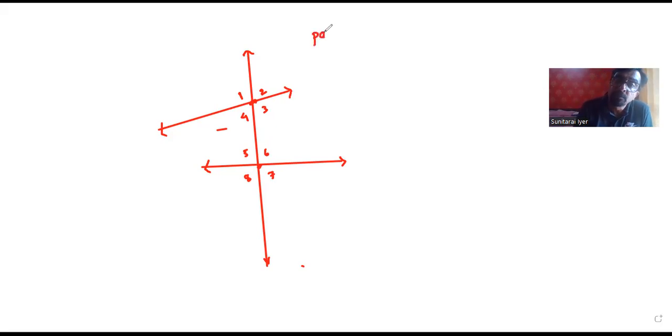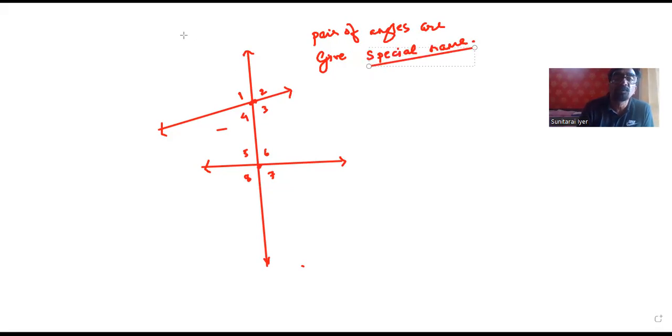Pair of angles, pair means couple. Pairs of angles are given special names. Now, what are these special names, children? What do I mean when I say pairs of angles are given special names? Please have a look here: pairs of angles have been given different names.